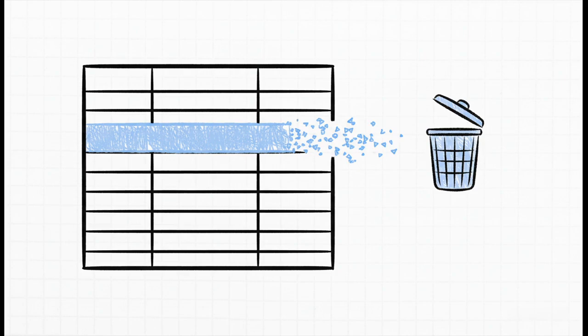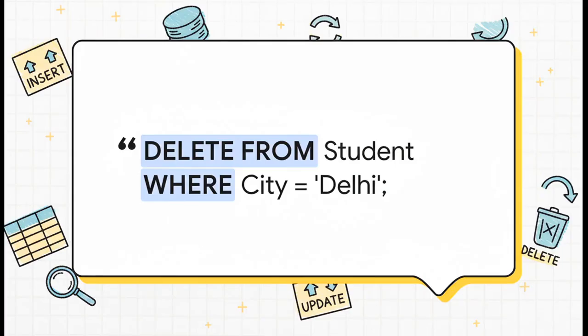This is a very powerful command, so you have to use it with care. Again, the structure is very logical. You just say delete from the table name, student, and just like with update, the where clause is absolutely essential. In this example, where city equals Delhi tells the database to find and remove the records for all students whose city is listed as Delhi.